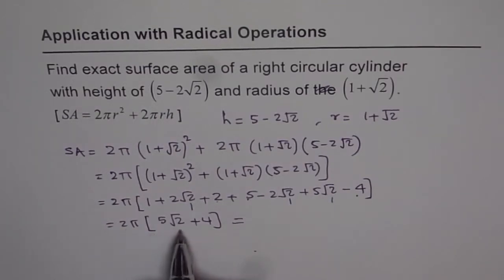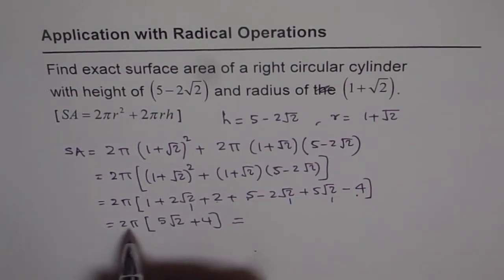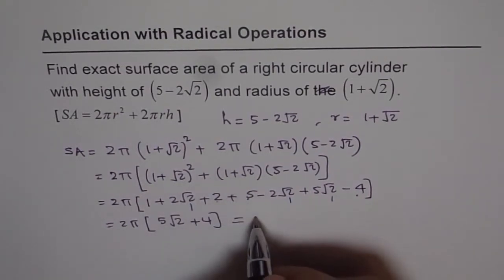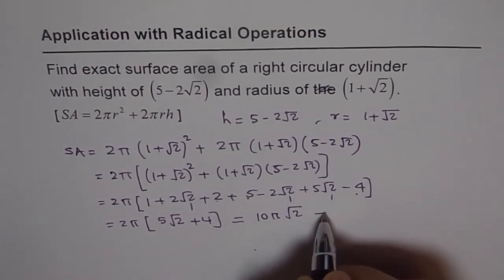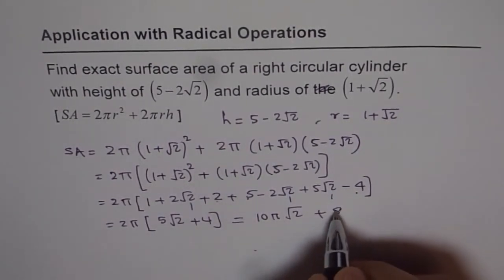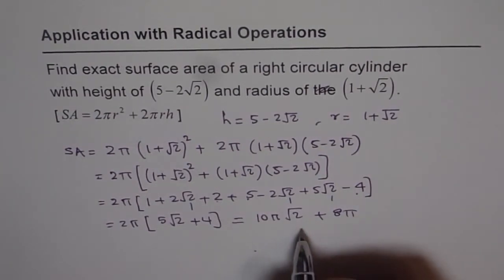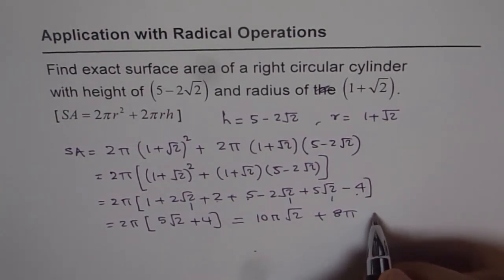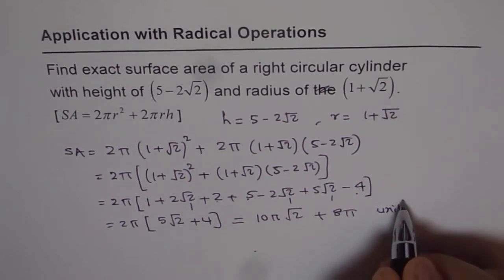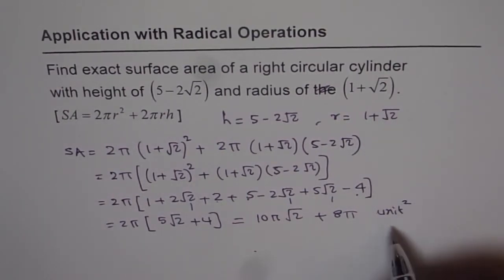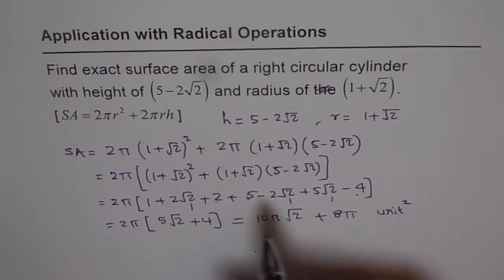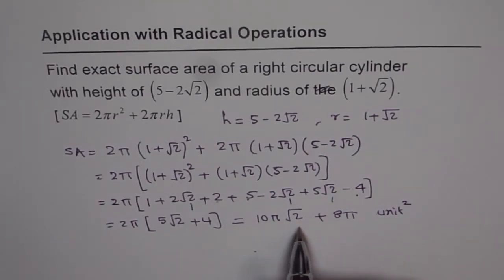Or you could expand it at this stage and write down as 2 times 5 is 10. So we get 10 pi square root 2 plus 4 times 2 is 8, 8 pi. So this is your simplified form, and unit square should be the units for area, right? So sometimes the units are missing. You can just write unit square in your answer, right? So you can say surface area is 10 pi square root 2 plus 8 pi unit square.